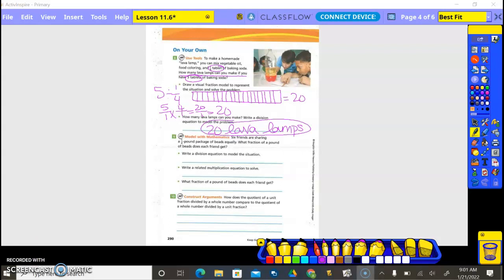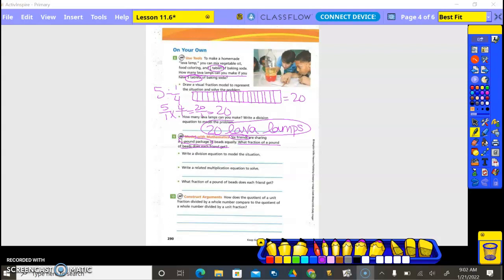Number 9, model with mathematics. 6 friends are sharing a 1/4 pound package of beans equally. What fraction of a pound of beans does each friend get? So you have 6 friends, a 1/4 pound package. What fraction does each person get? Write a division equation to model this situation. So what's our total? Does the total always come first in the word problem? No. Sometimes it does, but not always.